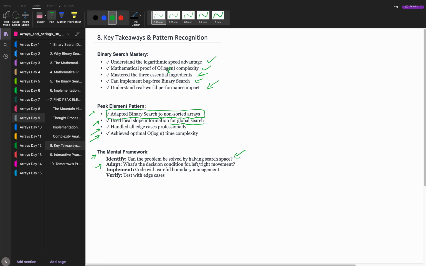Next, adapt. What is the decision condition? I mean, if you're having it, okay, then which direction to move, how to decide. That decision making needs to be clear, then implement the code by managing the boundaries carefully. Okay. Next, once your basic solution is done, now you can work with the test cases. Sorry, edge cases. Okay. Test with edge cases. So that's how the whole mental framework for problem solving works.